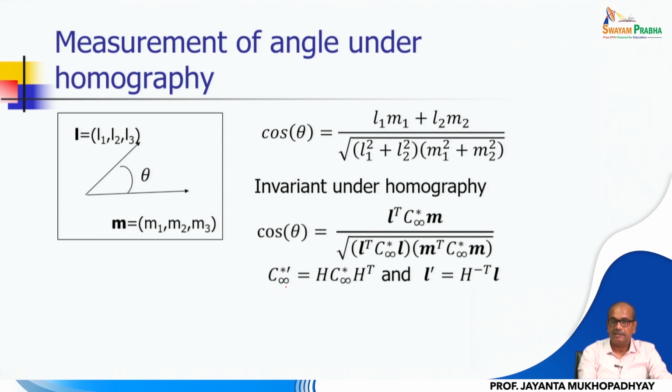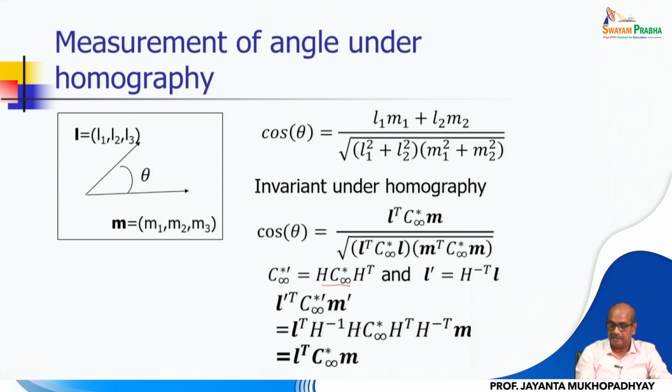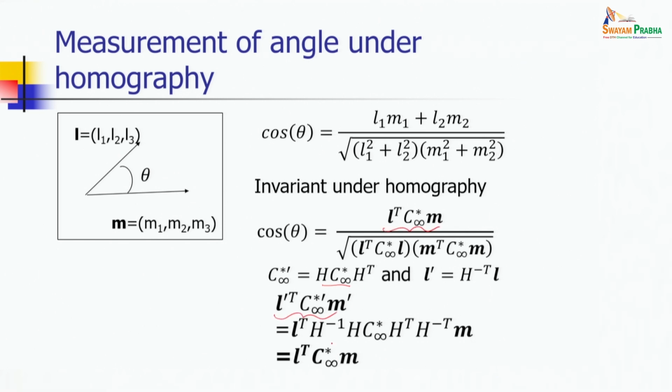How? Suppose this is the transformed dual conic. This is the transformed dual conic at infinity under H, and this is the transformed line under H, and also this is a transformed line under H for M. So, if I compute this value, I will still get this one. So, this gets preserved. If I take this L, this would be L once again, and if I take this M, this will be M. Which means in general this is preserved. So, the cos theta, the angle, remains the same, right.